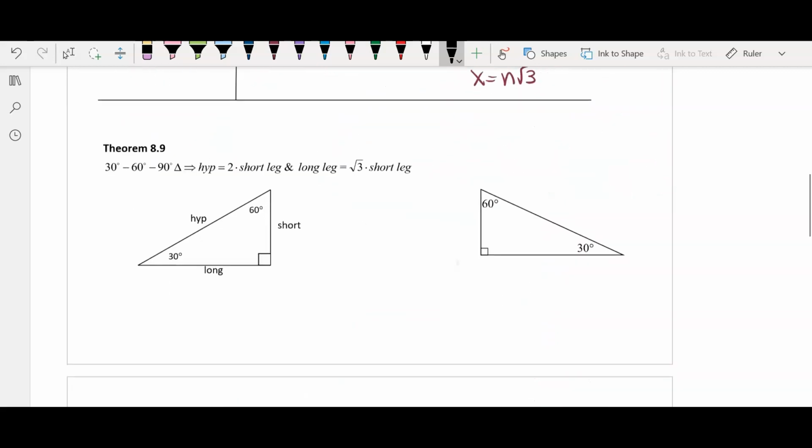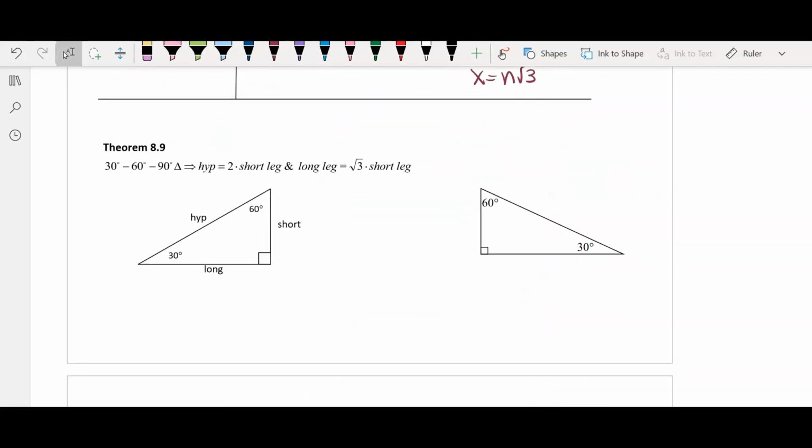Okay, so for a 30-60-90 triangle, it says here, our hypotenuse is going to be 2 times the short leg. The short leg is across from the smallest angle, which is the 30 degrees. The long leg is going to be across from the 60 degrees. Okay, the long leg is going to be the square root of 3 times the short leg.